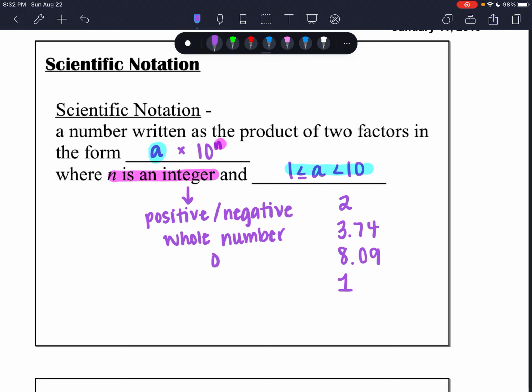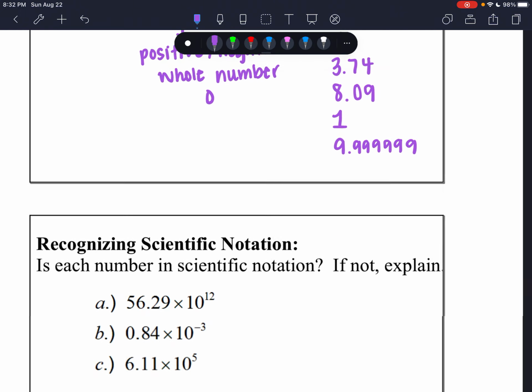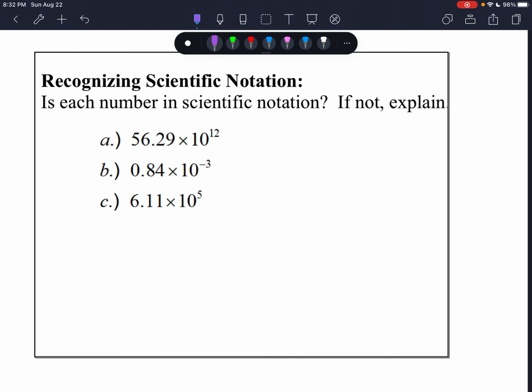But all of these numbers have another thing in common. They're less than 10. So I could have a number that is very, very close to 10, such as 9.9999999, and it meets these qualifications because it's greater than or equal to 1, and yet it is still less than 10. So what we need to be able to do is recognize when numbers are written in scientific notation correctly or not. So let's do that here with these examples.